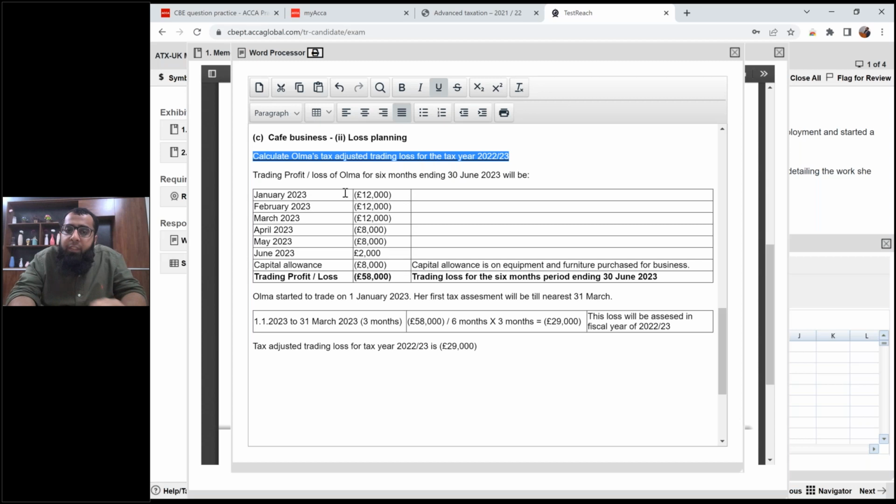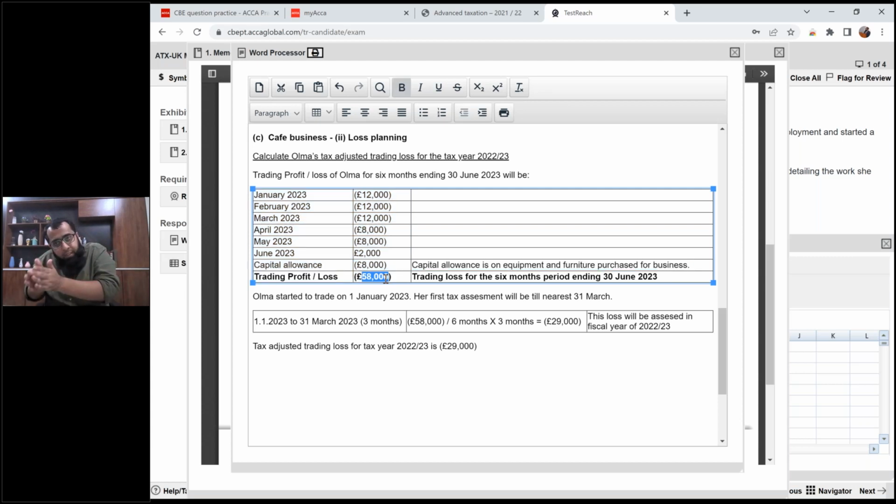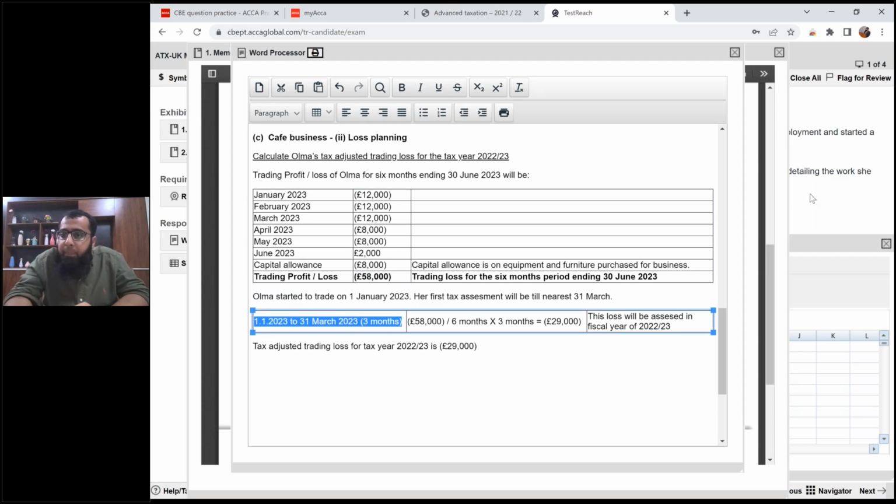What we have to do is that first we calculate the accounting period profit and loss. That in this accounting period, this was the profit and loss, which is 58,000 pounds. Then we said, okay, this is the first 6 months profit loss. Then, since there is a start of business, so there will be basis period. Alma started to trade on 1st January 23. Her first tax assessment will be till nearest 31st of March. Is it clear?